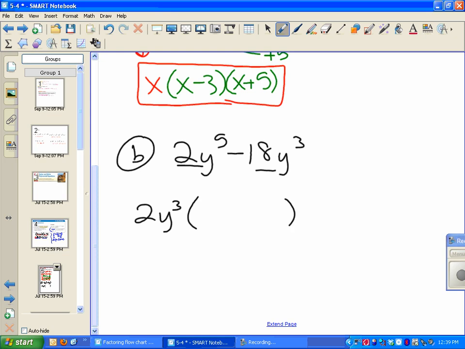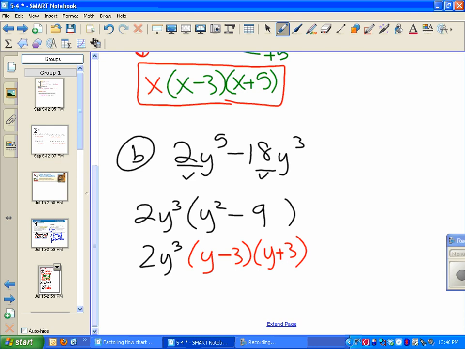And then what we have left inside, well, 2y cubed times y squared would give you what we had up here. And then 2y cubed times negative 9 would give you what we had up there to begin with. So we factored out the GCF, but we do have a difference of squares here. So something that adds up to 0 for the middle term, and that would be y minus 3 and y plus 3. So if you can recognize that pattern, you'll have an easier time of factoring those.